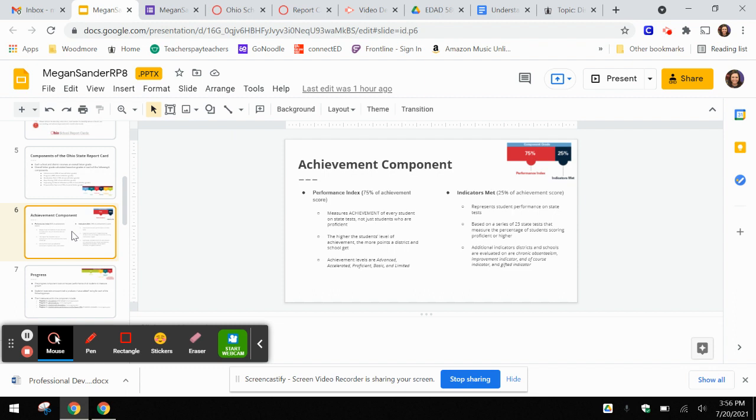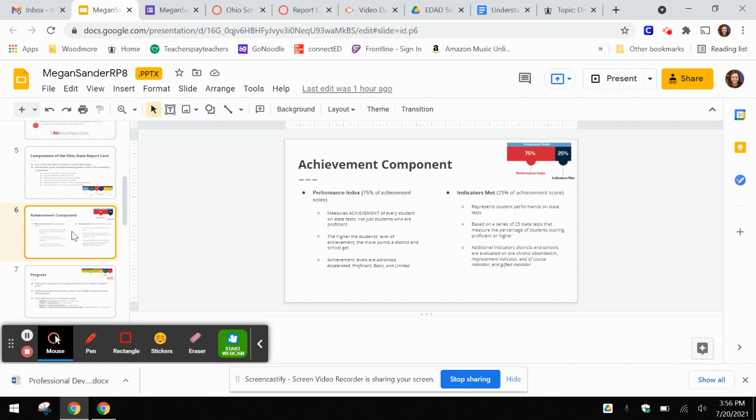So the performance index has to do with the achievement of every student on state tests. That means the district is going to get points for each category that a student falls within. The different achievement levels that a district can get points for are advanced, accelerated, proficient, basic, and limited. So we know that we want to get our students testing within the proficient range, but the higher they are testing, like let's say they're testing in accelerated or advanced, they are actually earning more performance index points for our district. So that's something to note there.